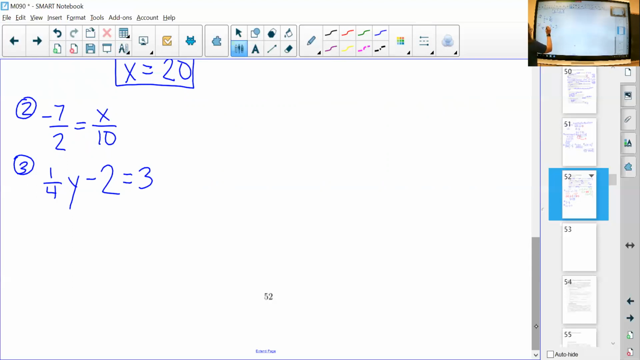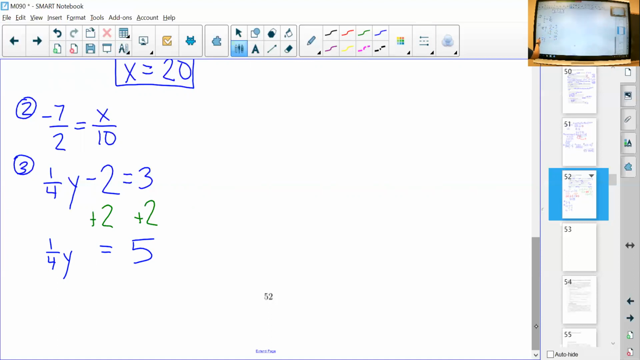So how do I get rid of minus 2? Well, I add 2 to it. Have to do it to both sides. So I get 1/4 y minus 2 and plus 2 cancel out equals 5. No adding or subtracting going on, so I can move on to multiplying and dividing.